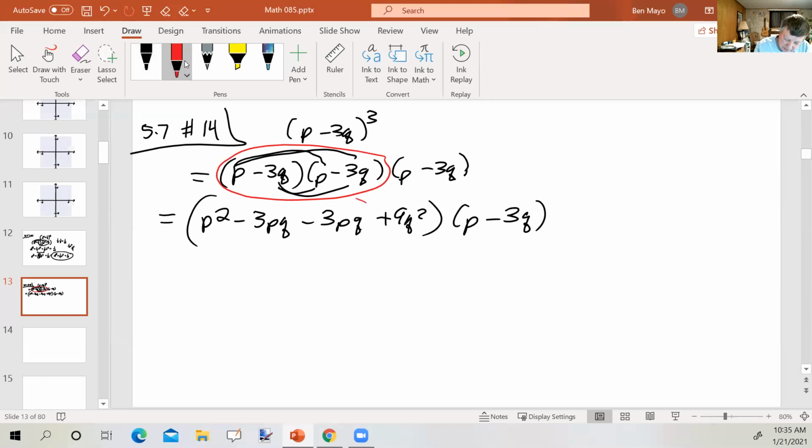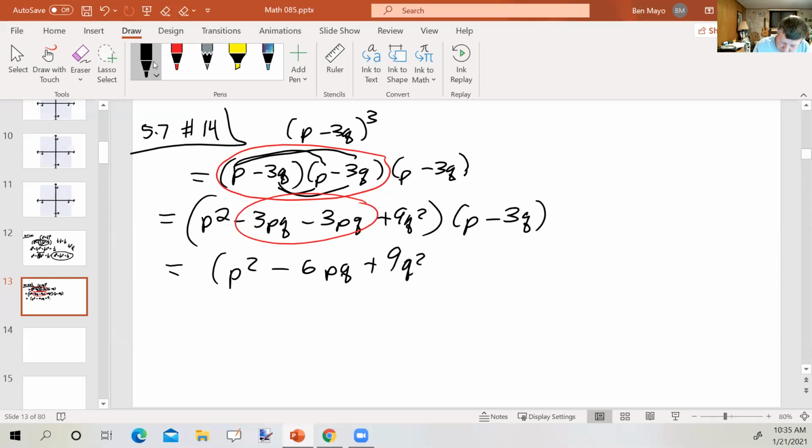But I'm going to take this and simplify it further. So I'm going to get p squared minus 6pq plus 9q squared, and then all of that times p minus 3q. All right, any questions so far? So we'll continue distributing.